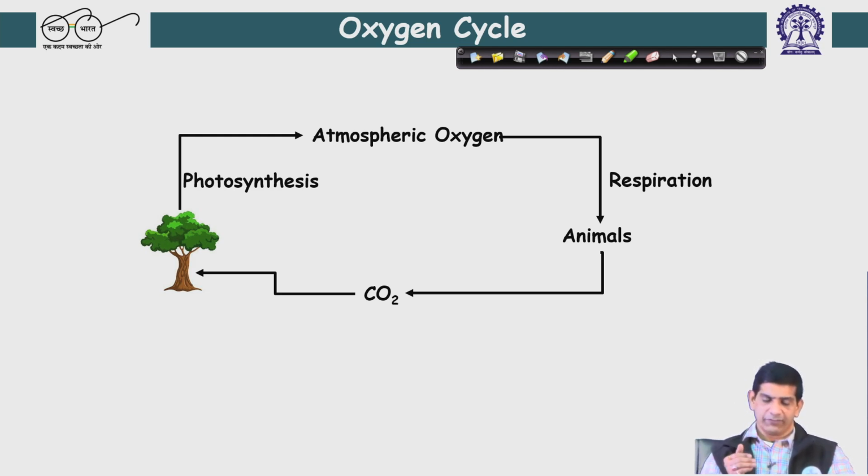In terms of the oxygen cycle, it is pretty straightforward. Photosynthesis uses CO2, and the byproduct is oxygen. Oxygen gets used up by animals during respiration, and the byproduct is CO2. So, that is how this cycle keeps on moving.